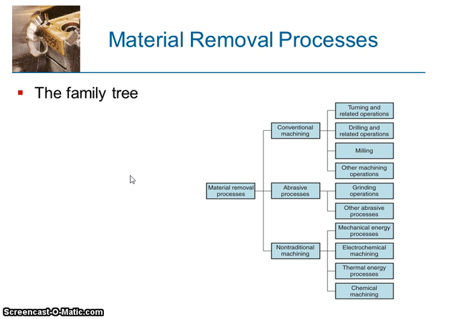As you can see in the slide, metal removal processes are basically classified as conventional, abrasive processes and non-traditional machining. Conventional machining includes turning related operations, drilling related operations, milling and other operations. Abrasive processes include grinding, honing and other abrasive material removal processes. In non-traditional machining, we use different types of energy like mechanical, chemical and thermal to remove the material.